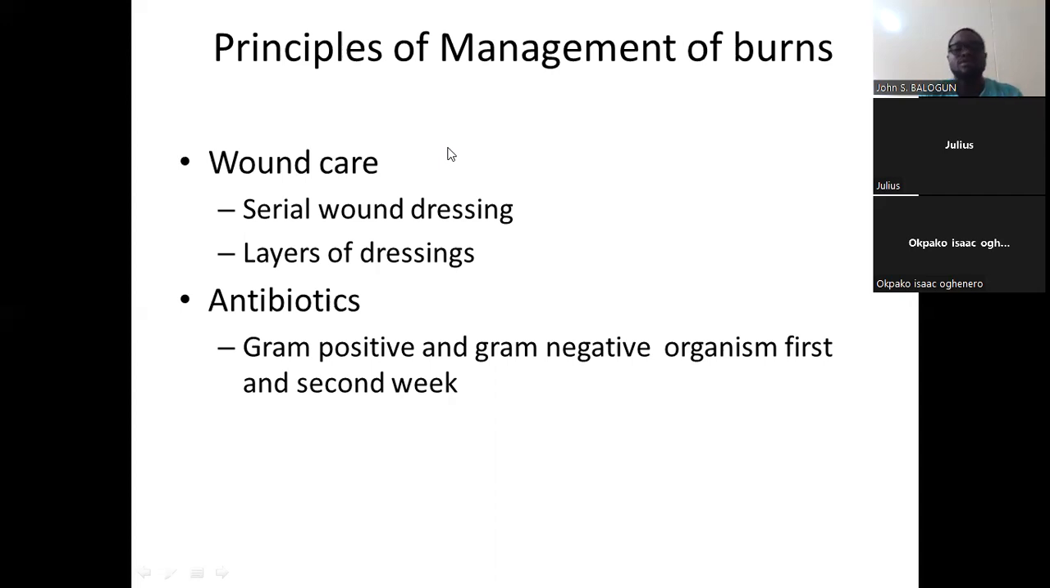Now, for the antibiotics, commonly the group of organisms that the patient may have in the first week of presentation will likely be gram-positive. Your dressings alone can most times suffice for that, because one of the dressing agents you use will contain antibiotics. Usually by the second week, when there will be gram-negative colonization, that's when antibiotics may be very useful.